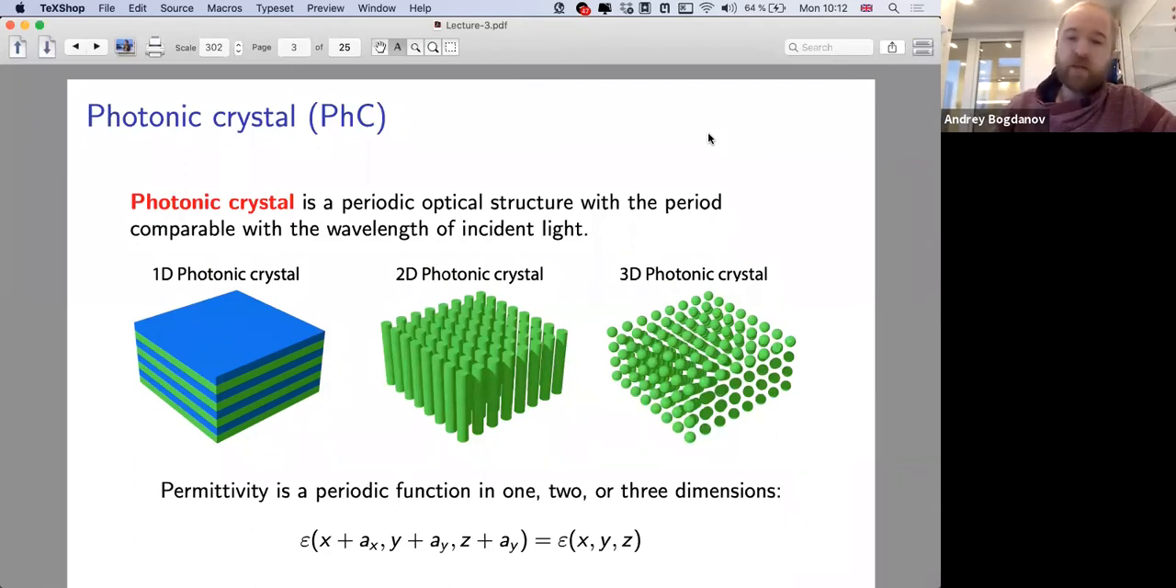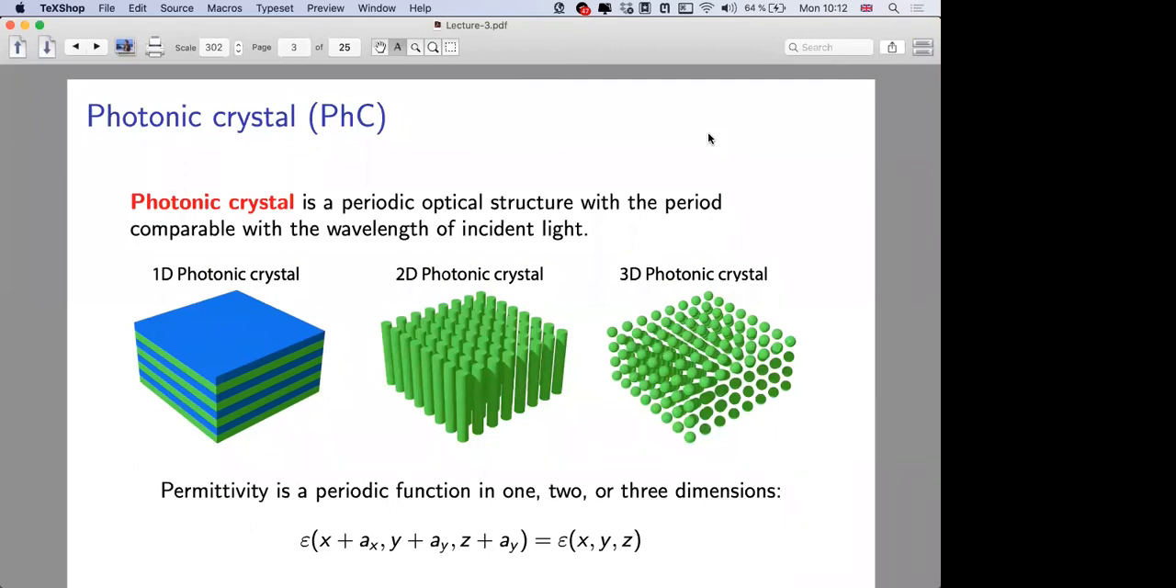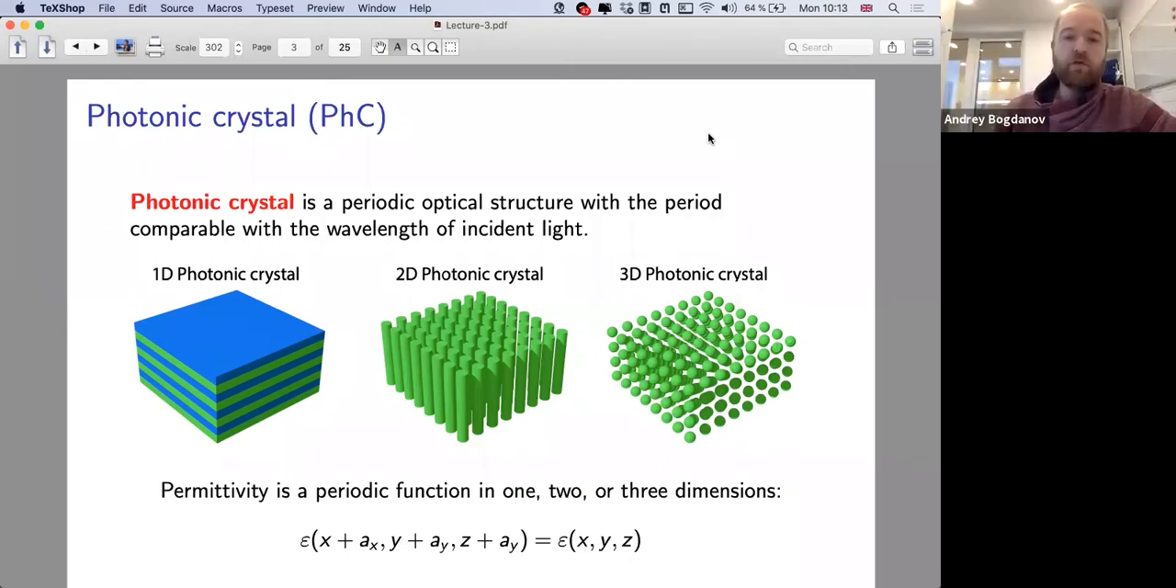But talking about periodicity, I mean the periodicity of the dielectric function, because the dielectric function is a kind of potential for light, just as the electronic potential is a potential for electrons or any charged particles. If the structure is periodic in 3 directions, like here, this is a 3D photonic crystal. If it's periodic in 2 directions, and we have translation symmetry in one direction, it is called a 2D photonic crystal.